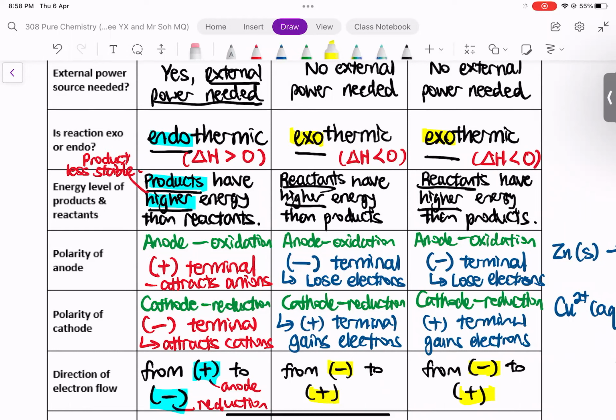Okay, there's a short question just now. Products have higher energy. So this third row over here, products have higher energy than reactants. Why is it that when you have higher energy, you are less stable? Well, you think about it, if you have higher energy, it means you have more energy to react, right? If you have more energy to react, you are probably moving faster. You are probably moving more vigorously. So the products have higher energy means the products are more reactive. If something is more reactive, it's less stable.